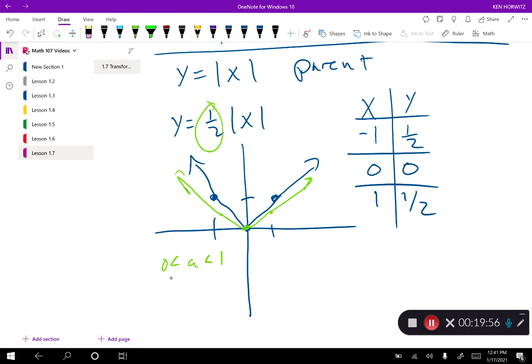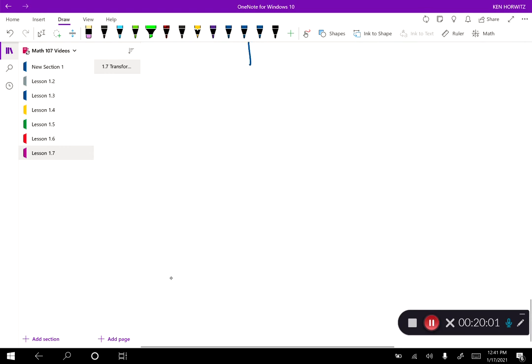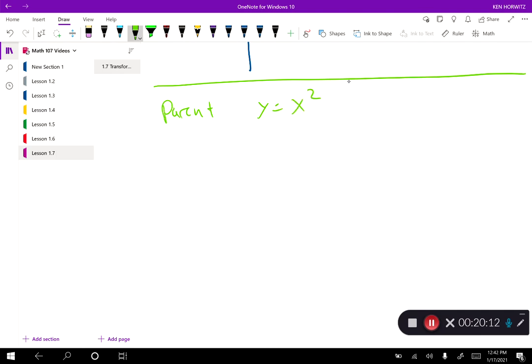All right. Let's quickly talk about some reflections. Let's go back to our old parent function, y equals x squared. Now the new function I want to graph is negative x squared. So let's make a table of values and see what happens with this new function. So pause the video, make that table of values, and we'll compare our answers on the back end.